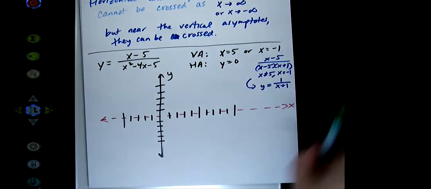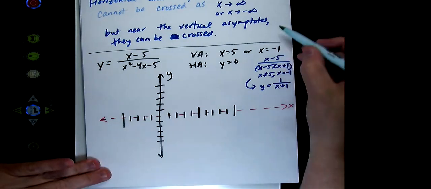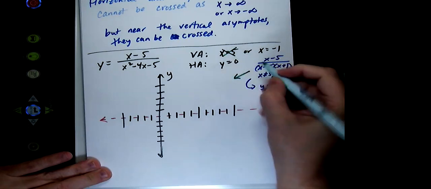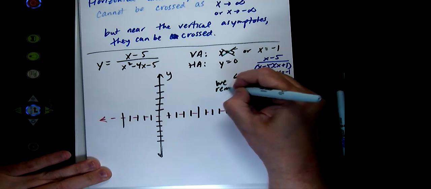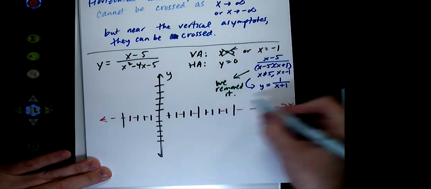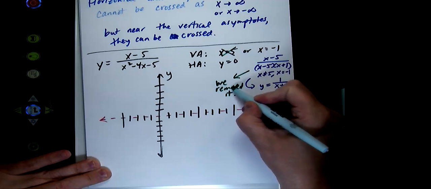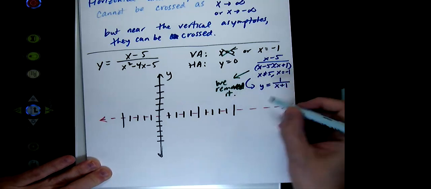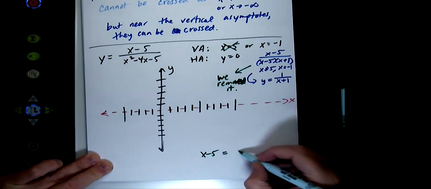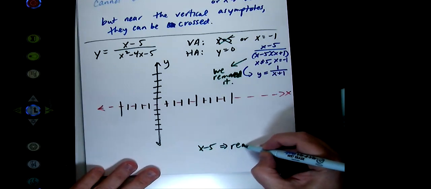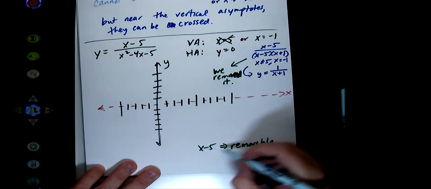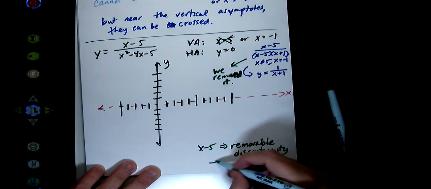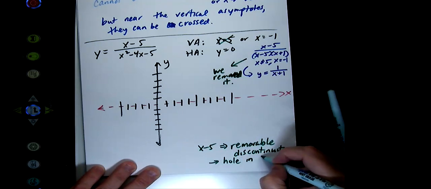So, I was actually wrong here. The vertical asymptote is not x equals 5 because we were able to remove it. When we have a discontinuity that gets removed, x minus five is called, in this case, a removable discontinuity. And it just makes a hole in the graph. Hole in the line, like the curve.